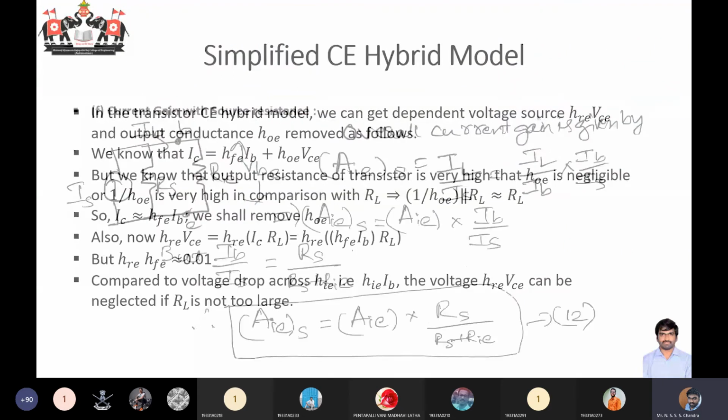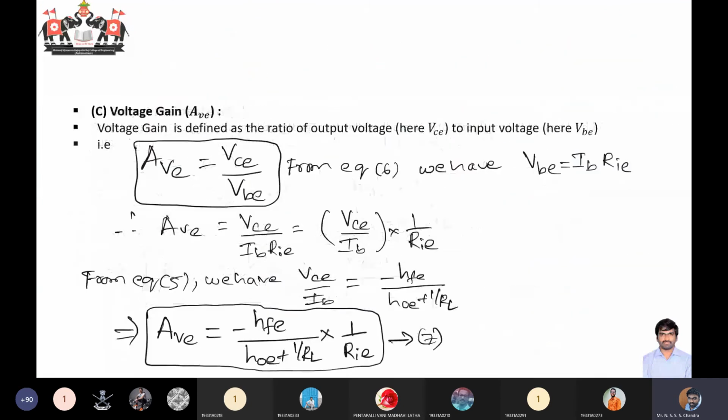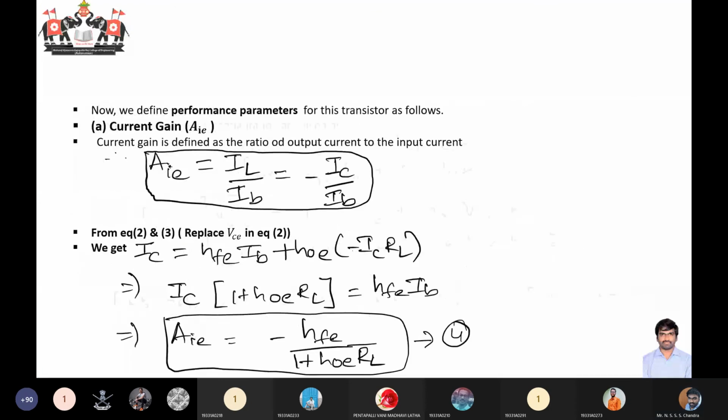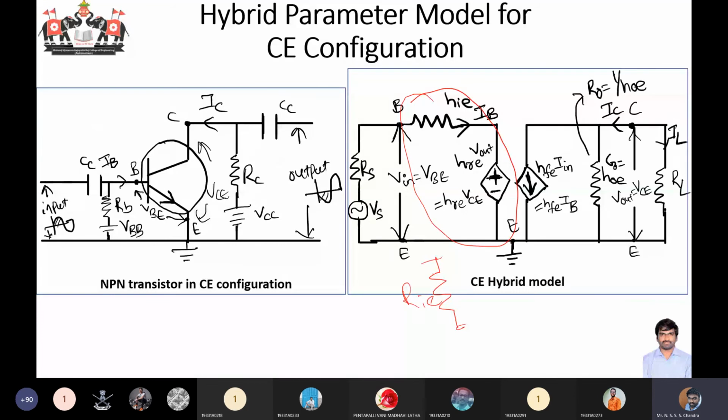This is a complicated circuit that you are seeing, right? Your hybrid parameter circuit. If I go back to the slide, is the slide visible to you? The CE hybrid model? Please respond. Yes, sir. Okay. So this is a complicated circuit. You have a resistance HIE, a dependent voltage source, a dependent current source, and a conductance. Along with that, you have a load resistor and a source voltage.